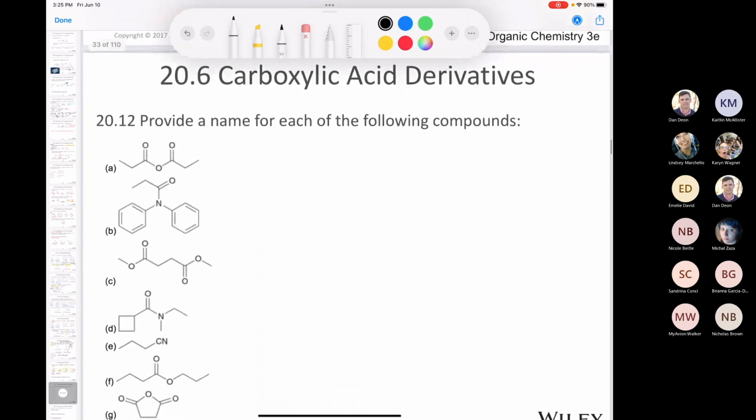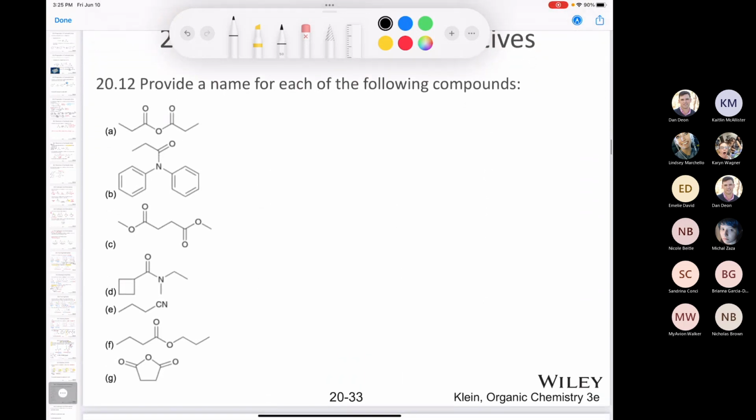So the next question is question 20.12, which has an anhydride, an amide, an ester, another amide, a nitrile, another ester, and then another anhydride. I know that you just covered all of these with me, but I would like to take a short break so that everybody can at least try. See if you can go back in the notes and name even a couple of these, because if I just show you, that doesn't really help a ton.